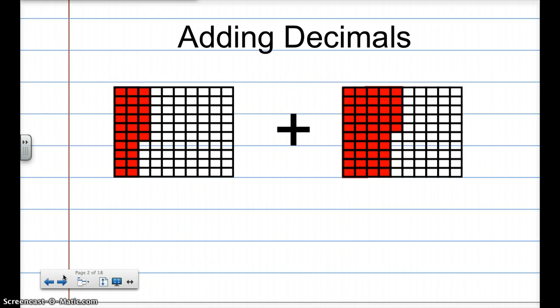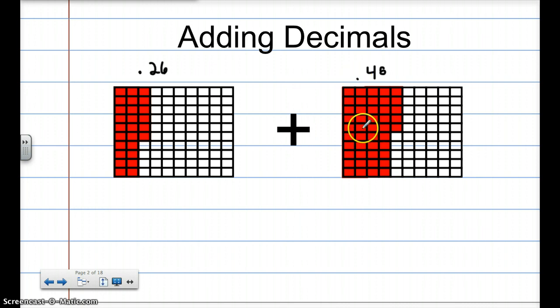Adding decimals. So let's talk about how to add decimals. I have a visual here for you to add. So this decimal we know this is 10, 20, 21, 22, 23, 24, 25, 26. This is going to be 26 hundredths. This is 10, 20, 30, 40, 41, 42, 43, 44, 45. This is going to be 45 hundredths.